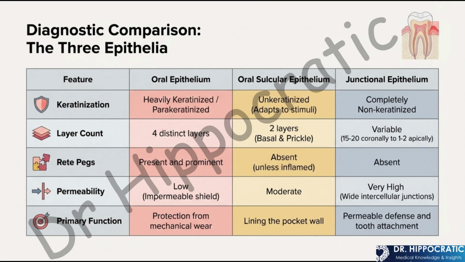Then, the oral sulcular epithelium is the moat lining. Only 2 layers, unkeratinized, moderate permeability, and a flat border with no reed pegs unless it's infected. Finally, the junctional epithelium is the active checkpoint. It tapers from 20 layers down to 1, completely non-keratinized, and has very high permeability to let the immune system patrol and attach to the tooth. Spot on. When you see them side by side like that, you realize the tissue isn't just one monolithic thing. It is beautifully specialized, millimeter by millimeter, based on exactly what kind of attack it's facing. It really is. Now coming to next slide.